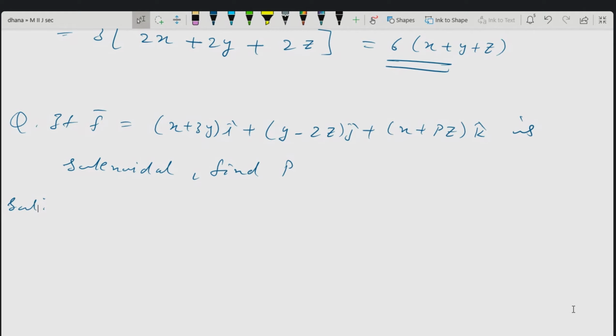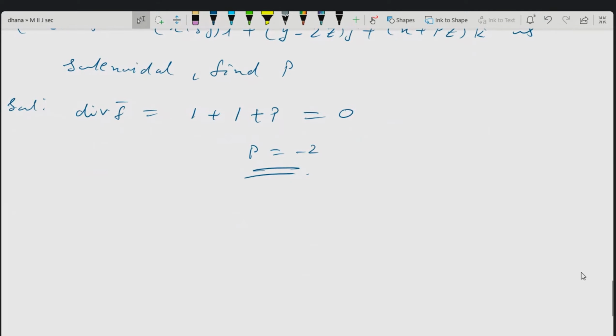-2. What about others? Yes, -2 you will get. Because what is divergence of f when you calculate? Divergence of f means with respect to x, you need to differentiate the first component. So 1 you will get, then again 1 you will get, then again p you will get. And you are equating it to 0 because this vector is a solenoidal vector. So from here p will be equal to -2. Within 2 lines you got the answer. Okay now?